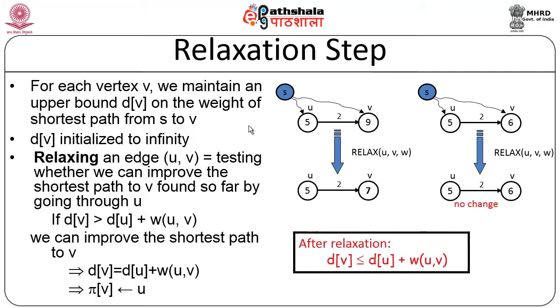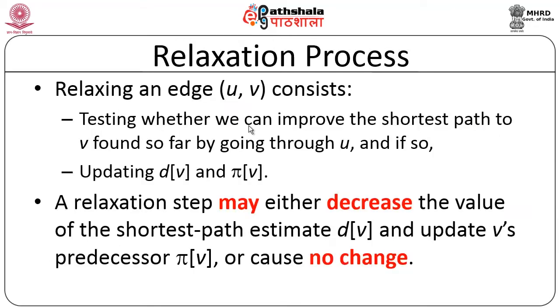So, after relaxation, dV will be less than or equal to dU plus w(u,v), because you have put a new value for dV. So, when we talk about relaxation, we are considering relaxing an edge uv. You will relax an edge uv, testing whether we can improve the shortest path to V found so far. So, associated with V, you will have a shortest path weight, and if you go through u and it decreases, you update the dV and also the pi V. dV will be updated to dU plus the weight of uv, and pi V will be u.